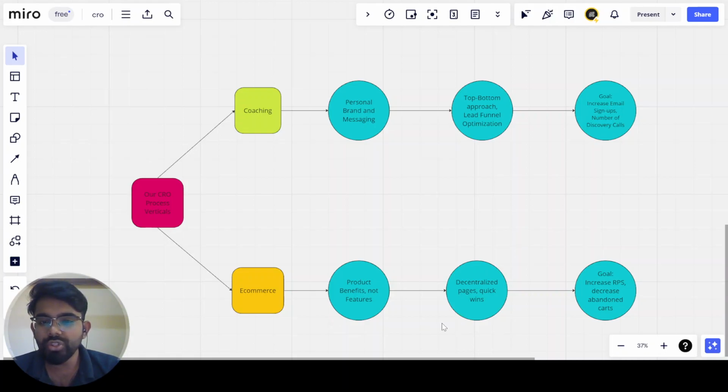Since most of the pages in an e-commerce website are decentralized pages, we could move ahead with quick wins. We could get more wins, and we could stack those CRO wins on top of one another and increase conversion rates. The goal for e-commerce brands would be to increase revenue per session and decrease abandoned carts.